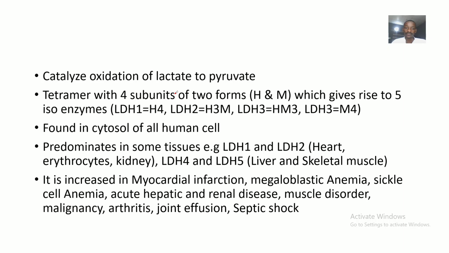Okay, so what are the functions of this enzyme? It catalyzes oxidation of lactate to pyruvate. It's a tetramer with 4 subunits of 2 forms, either the H or M, which give rise to 5 isoenzymes. Examples, we have LDH1 equals H4. This is how you write them. We have LDH2 equals H3M. All these are the isoenzymes of lactate dehydrogenase, right?